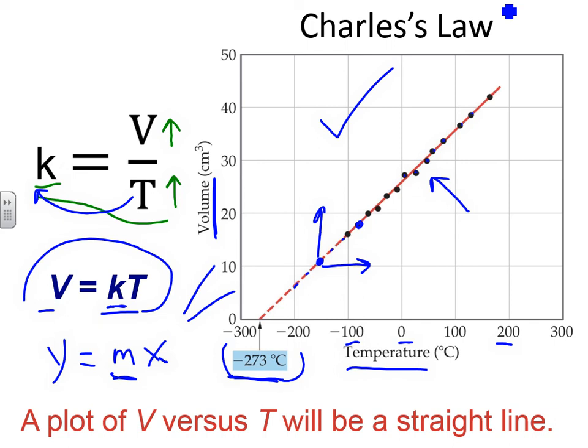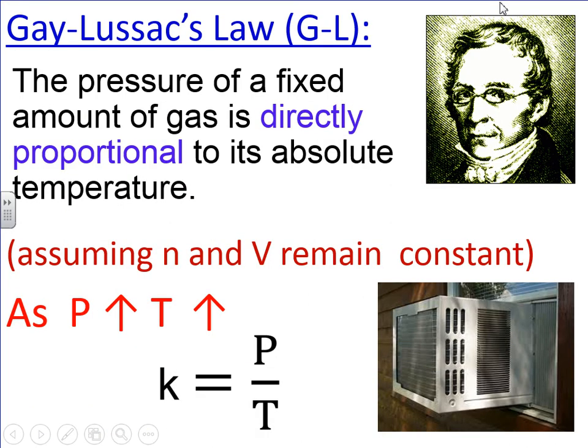All right, let's move on to Gay-Lussac's law, sometimes called the GL law. This is actually named after two gentlemen, Mr. Gay and Mr. Lussac. This law relates the pressure of a gas to its temperature, and it says they are also directly proportional. So far every one of these laws relates these variables in a direct way, assuming that the other two variables, moles and volume, are held constant. As pressure increases, temperature increases by the same amount.